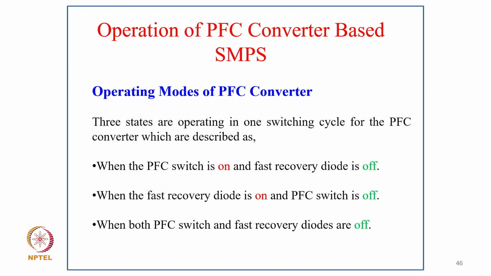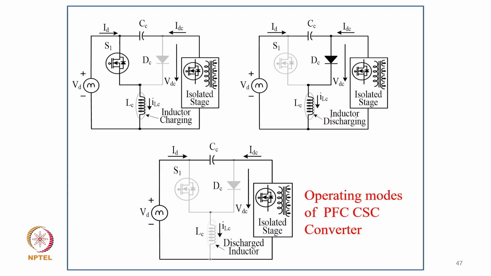The operating modes of the power factor correction converter: three states operate in one switching cycle, which are described as when the PFC switch is on and the fast recovery diode is off, when the fast recovery diode is on and the PFC switch is off, and when both the PFC switch and the fast recovery diode are off. So these are the three different modes: when the switch is on, when the diode is on, and when none of the two are on. Typically, it gives an inherent power factor correction.